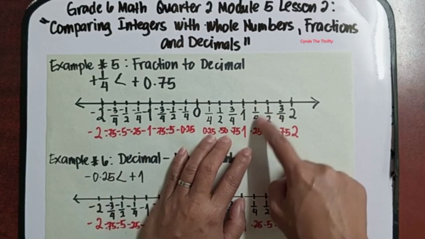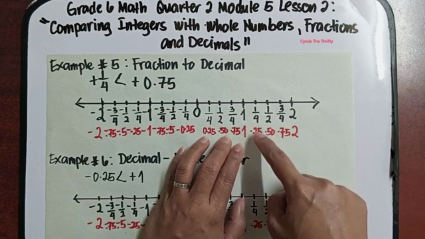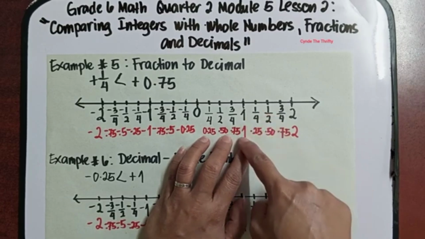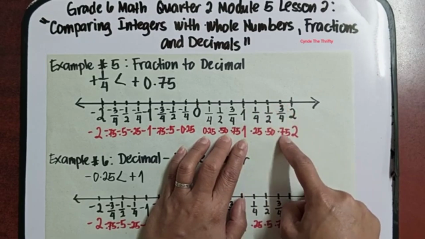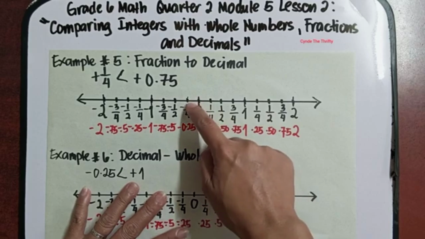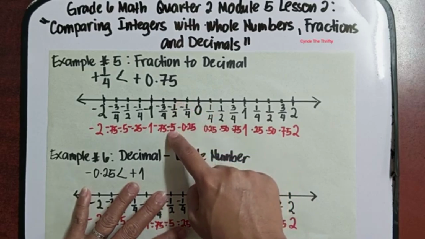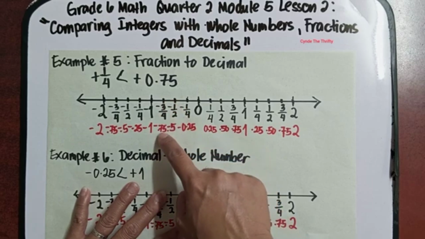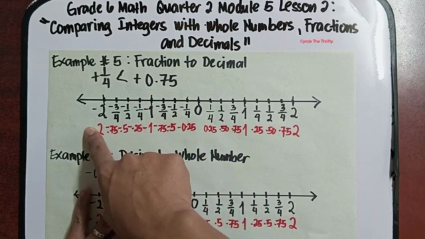Next is 1/4 again. So 1 and 1/4 is 1.25. 1 and 1/2 is 1.50. 1 and 3/4 is 1.75. Then 2. It's the same for the negative side. Negative 1/4 is negative 0.25. Negative 1/2 is negative 0.50. Negative 3/4 is negative 0.75. Then negative 1, and so on and so forth.